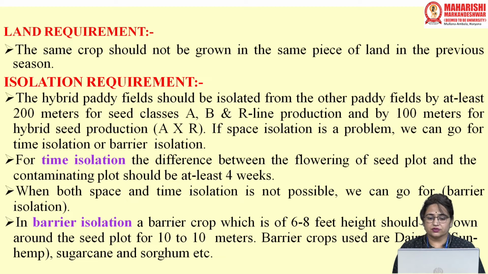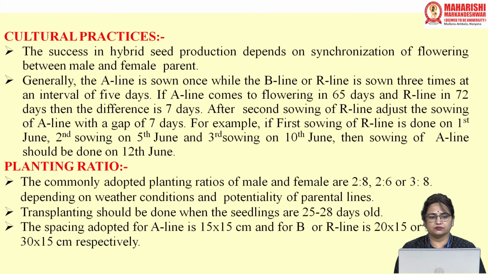What is barrier isolation? In barrier isolation, we use barrier crops, tall growing crops of 6 to 8 feet height, that should be grown around the seed plot for 10 meters. Barrier crops used are like dhaincha crop, sun hemp, sugarcane crop and sorghum crop. These crops can be used as the barrier crops in hybrid seed production.